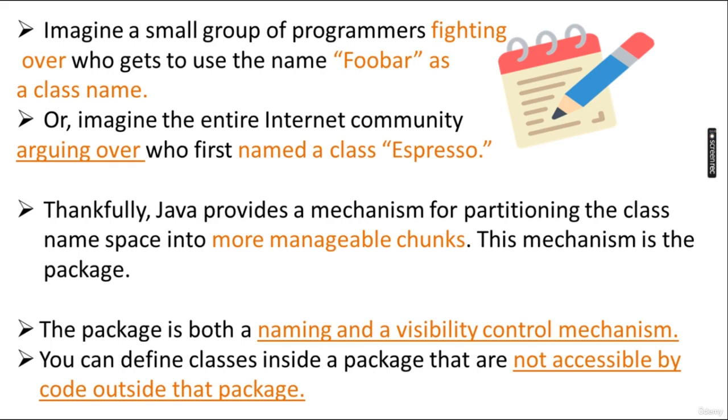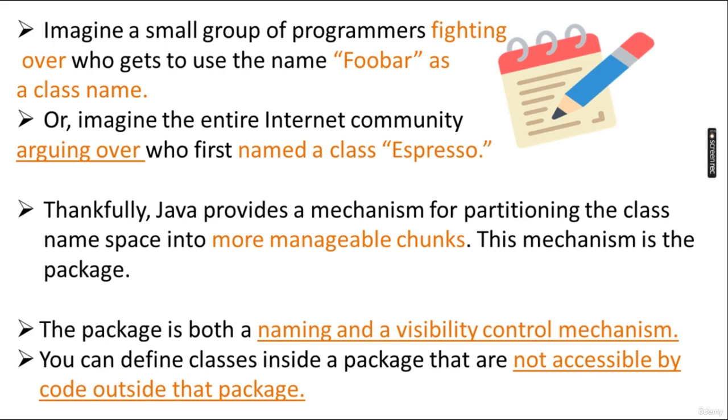Why is it called a naming and visibility control mechanism? Because you can give the same name to different classes in the same project using packages, and also when you are in the Eclipse or IntelliJ IDEA environment, when you are exploring the package, you can visibly and easily view the different class names and the structural view of your packages and classes.